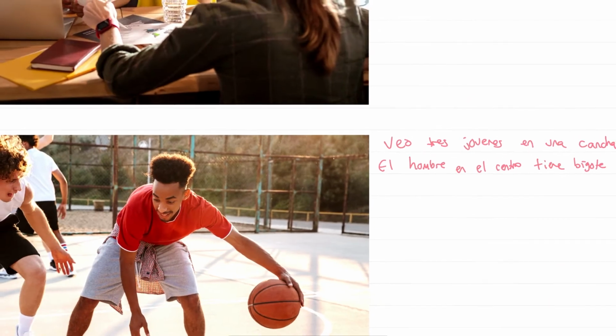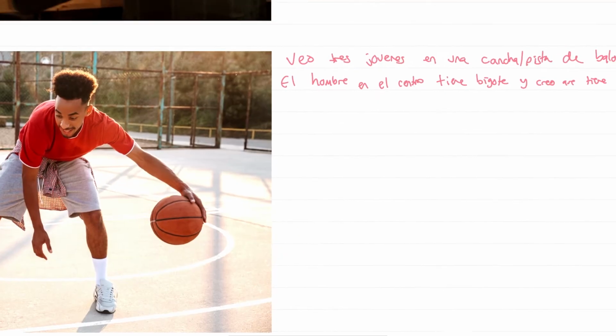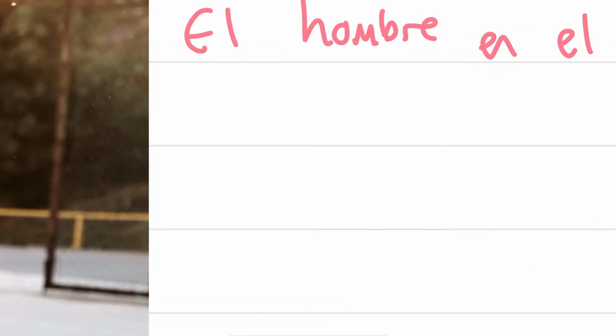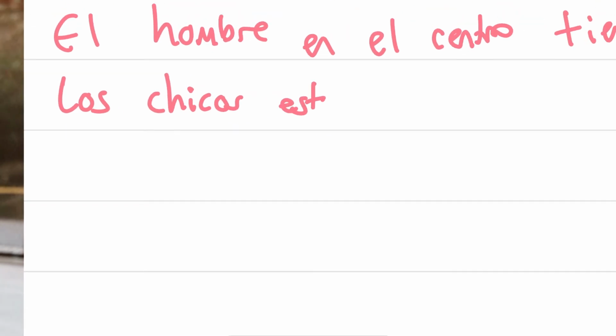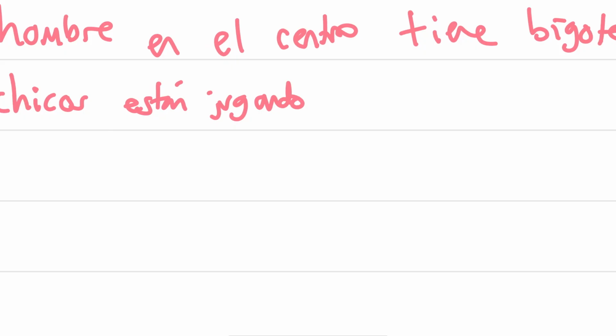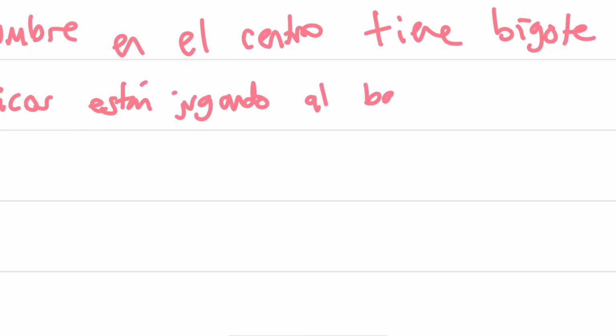Good. Then we can go on to action, what they're doing. So los chicos or chicas. Chicos is gender neutral, right? It's saying like boys and girls, a group to make a mixed group. Los chicos están jugando. They are playing. Están jugando al baloncesto.